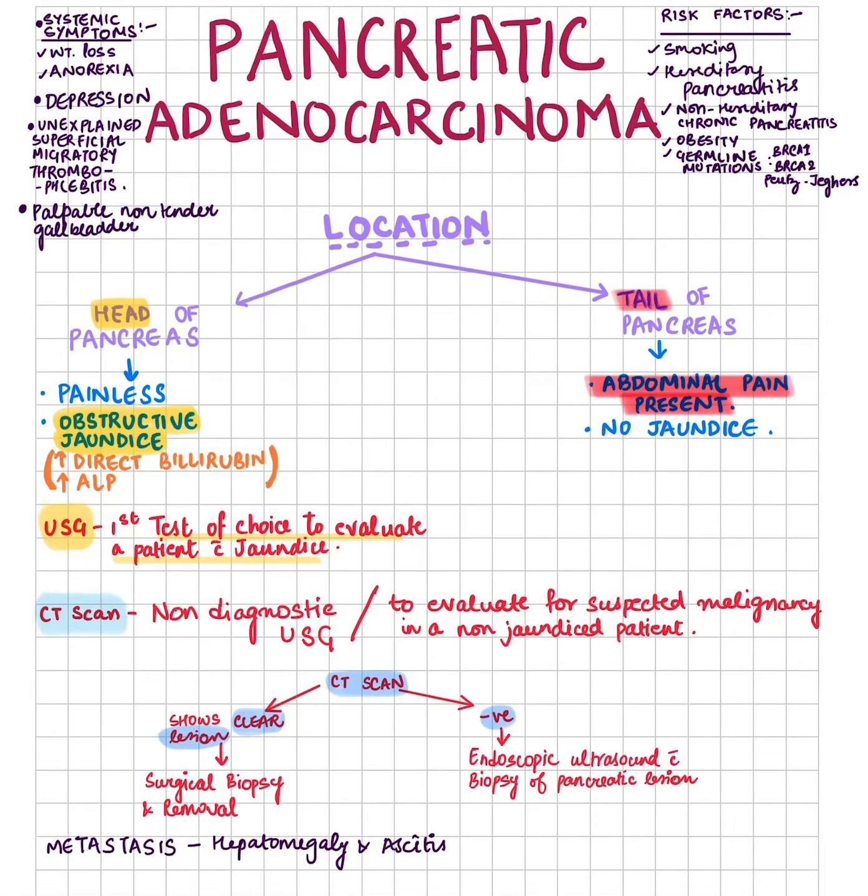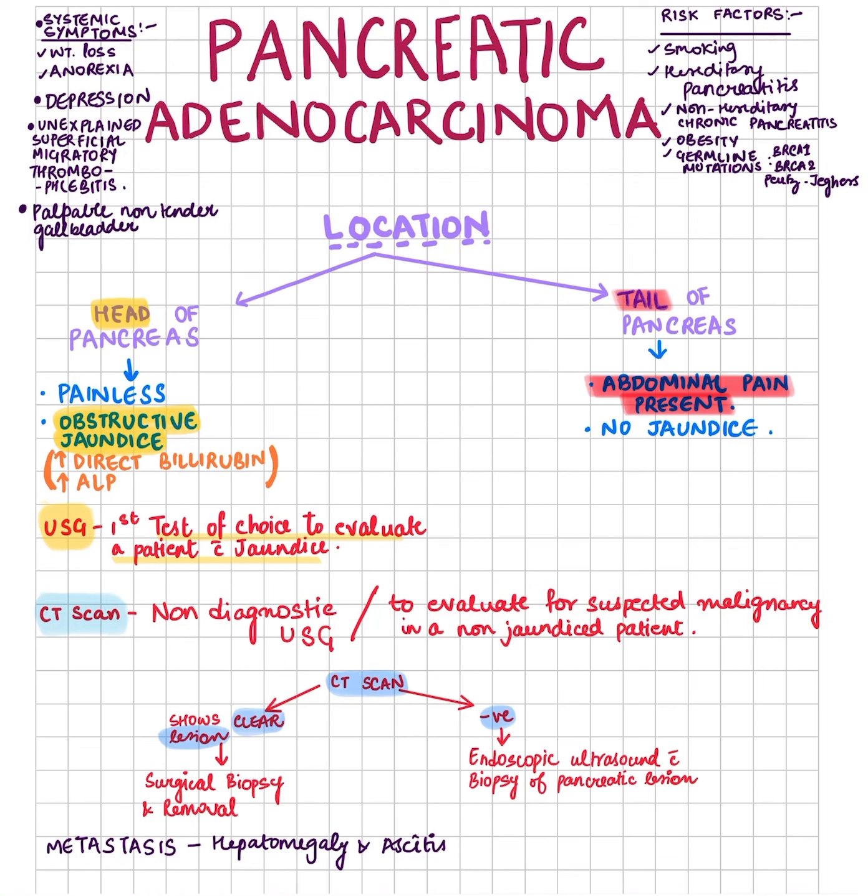Hi, so today we are going to talk about pancreatic adenocarcinoma. So basically, as the name suggests, it is the carcinoma of the pancreatic gland. The risk factors, the most important one actually is smoking. It shows up all the time in your exams. And the second is hereditary pancreatitis and non-hereditary chronic pancreatitis. Then there's obesity and germline mutations like BRCA1, BRCA2, Peutz-Jeghers syndrome, etc.